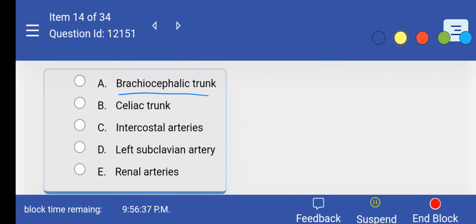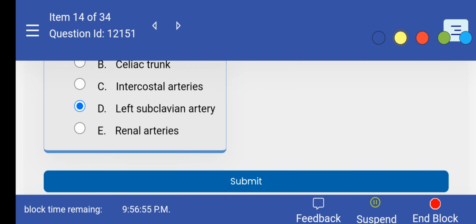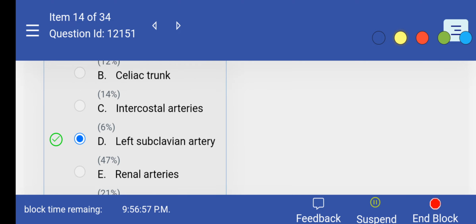Option A, brachiocephalic trunk. Option B, celiac trunk. Option C, intercostal arteries. Option D, left subclavian artery. Option E, renal artery. Pause it and give the answer. So the correct answer for this question is option D, left subclavian artery. Okay, let us see the explanation.